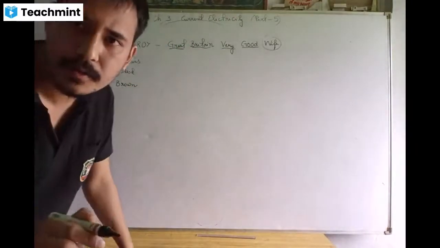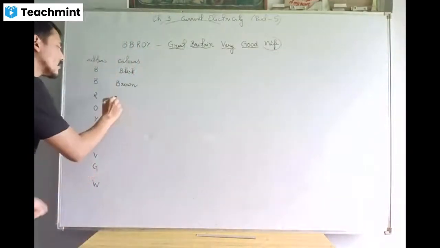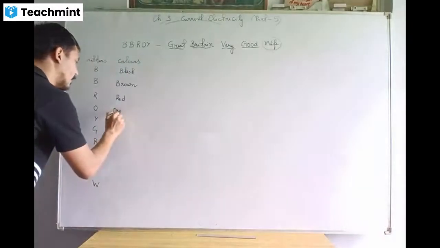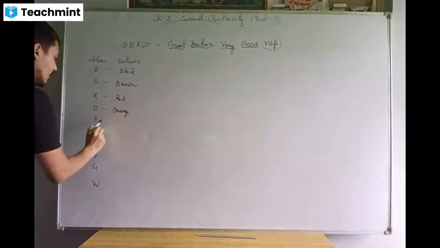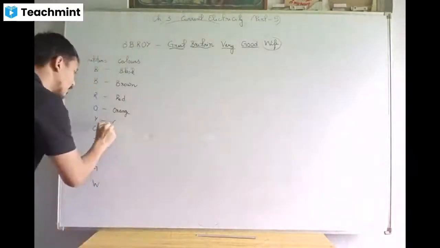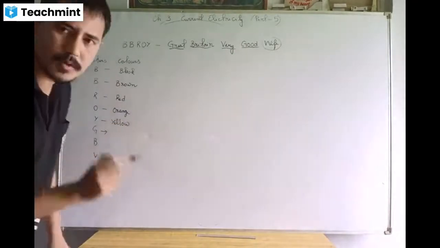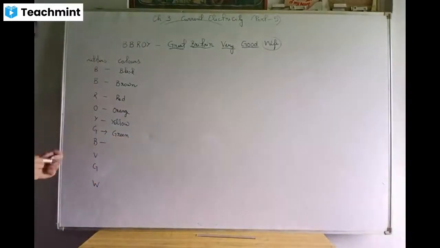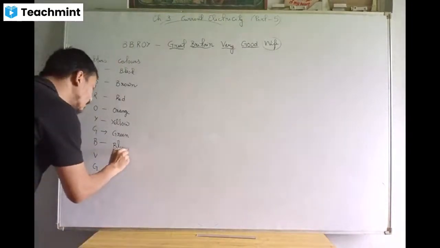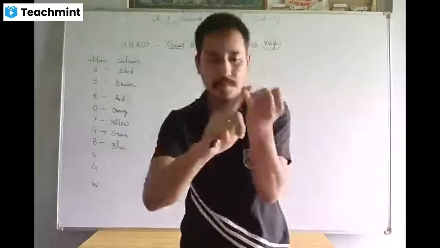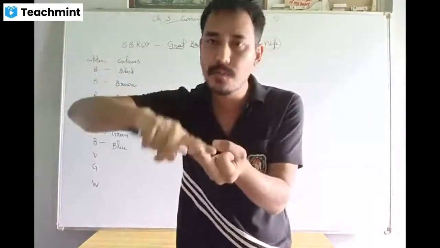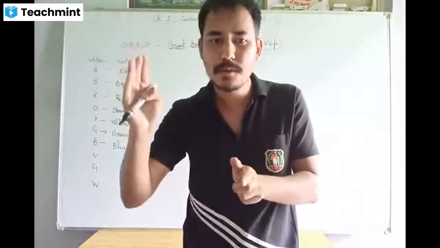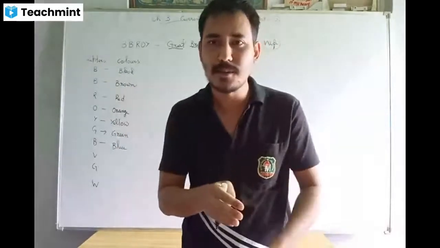R denotes which color? R denotes only one color, red. O denotes only one color, orange. Y denotes only one color, yellow. G denotes only one color, green. Now the third B, first B, second B, third B. Third B denotes blue. Don't get confused with B. There are three B's over here. The first B stands for black, second B stands for brown, third B stands for blue. Black, brown, blue. From darker, you are becoming lighter, no? Black, very dark, brown, a little darker, blue, a bit lighter.